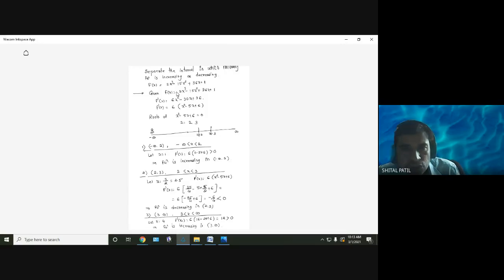Absolutely. What the question will be, function will be given and it will be asked, what is the behavior of the function in the interval 3 to infinity.